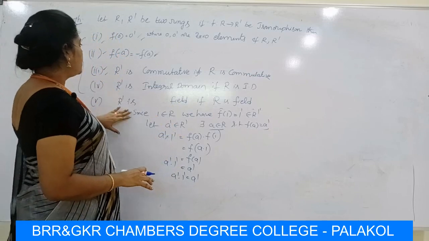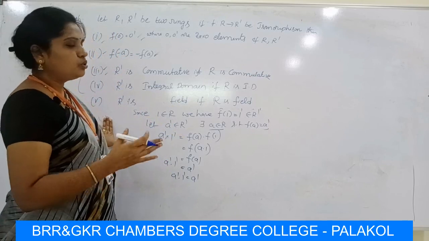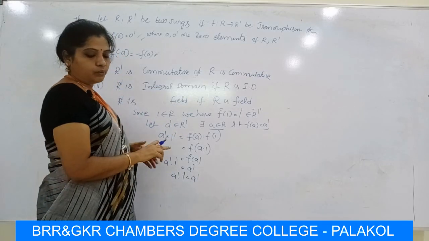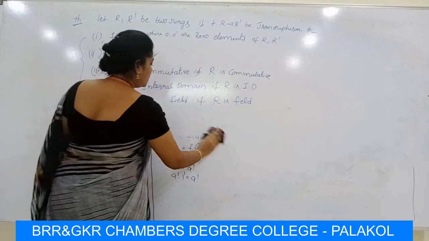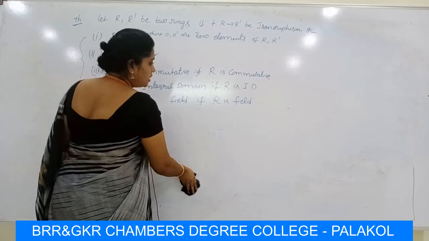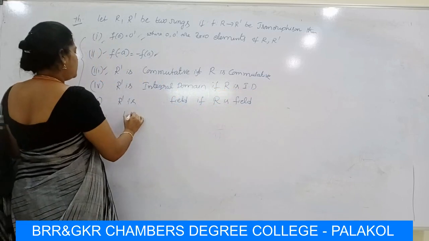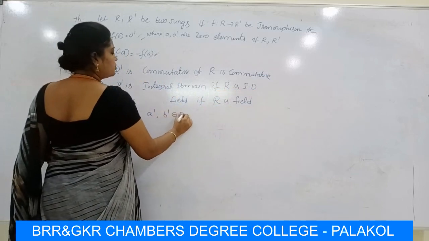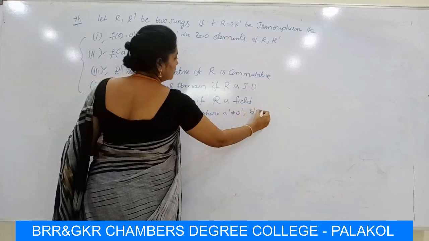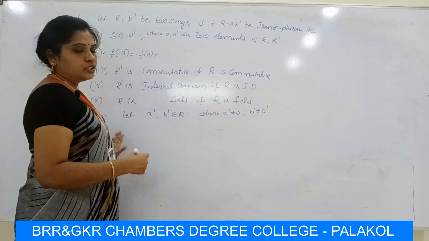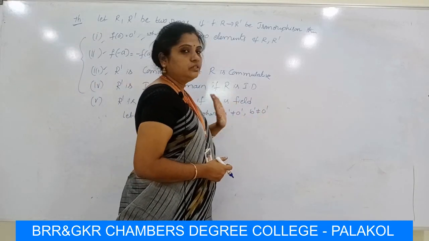So here we proved that R' is a commutative ring and has a unity element. Next we have to prove R' has no zero divisors, then it will be an integral domain. Now we take two non-zero elements. Here R is an integral domain, that means R has no zero divisors. Let us take two elements a', b' belonging to R', which are non-zero elements, not equal to 0', because 0' is the zero element of R'. So a' is not equal to 0' and b' is not equal to 0'.